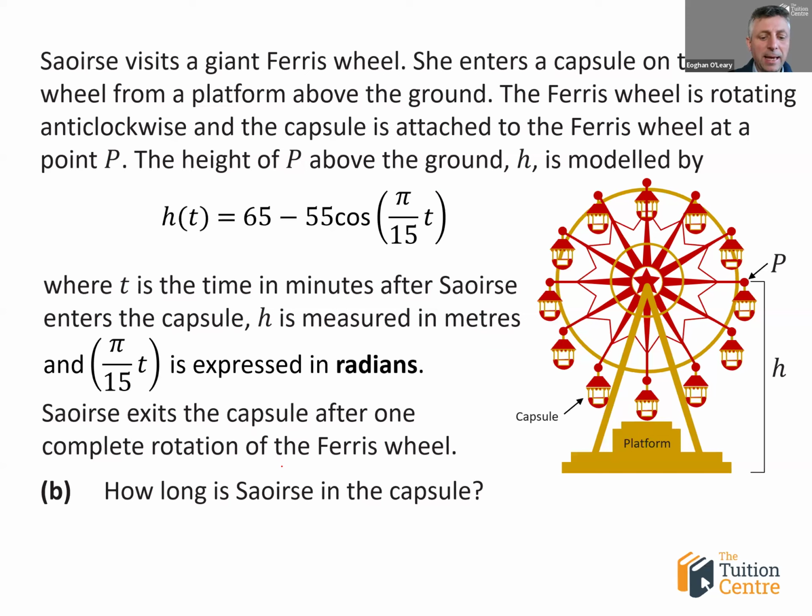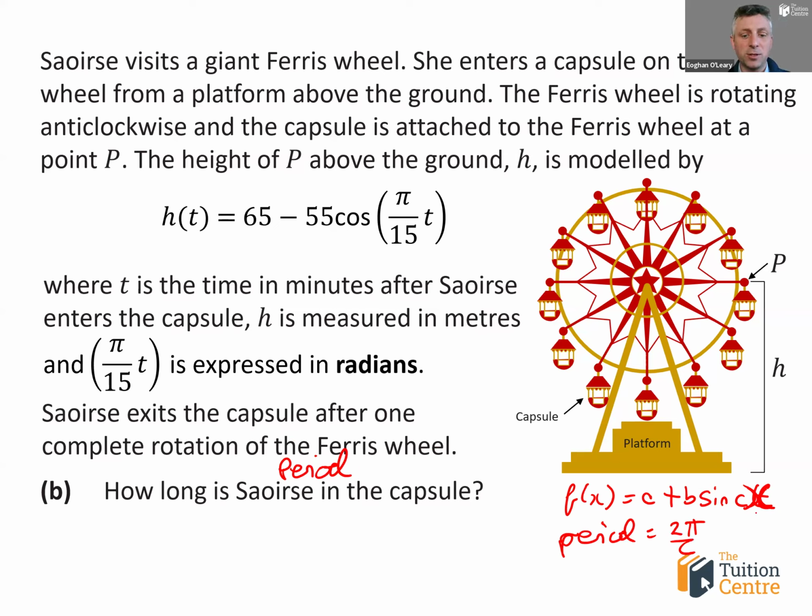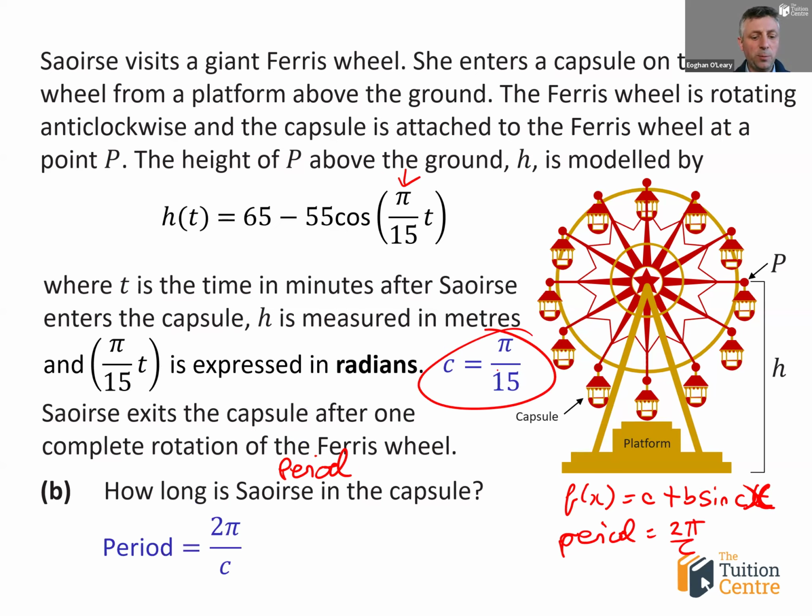How long is she in the capsule? It's important that you understand that means the period. How long is the period? So again, back to f of x equals a plus b times the sine of cx. The period in that case is equal to 2 pi divided by c. That's just how it's defined. In our case, c is pi over 15, so the period is 2 pi divided by pi over 15. That will turn out to be 30.